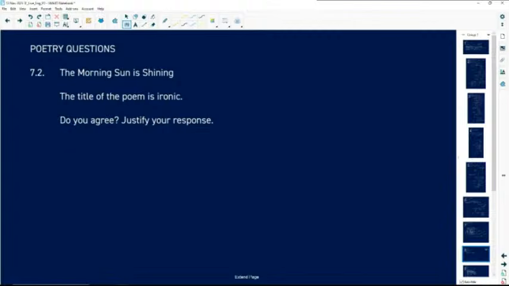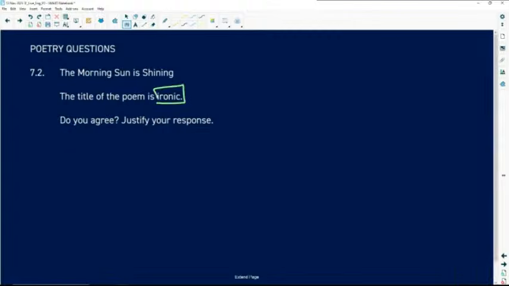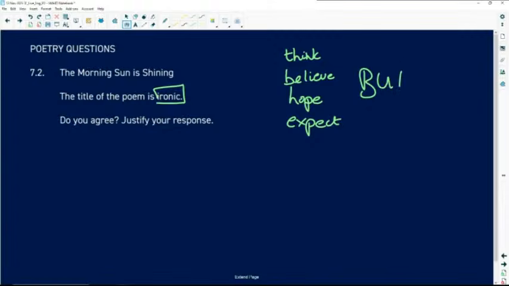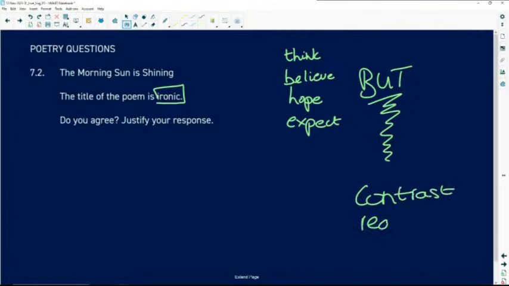I do want to deal with irony. When you get a question on irony, you need to say something like, we think something, or we believe something, or we hope something, or we expect something, or whatever. But please use that "but", please mark it. And now you're going to give me the contrast. This is the reality. Please learn that as a template on how to answer an irony question.